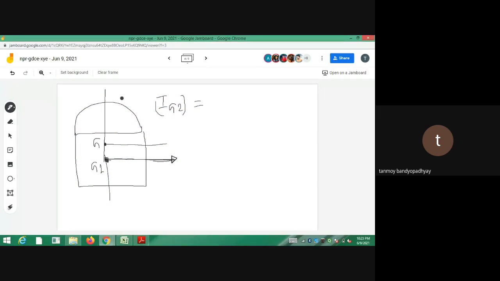So what will be IG2? For a rectangle about its own CG, it is always BD cube by 12. So base into depth cube by 12. So what is the base?